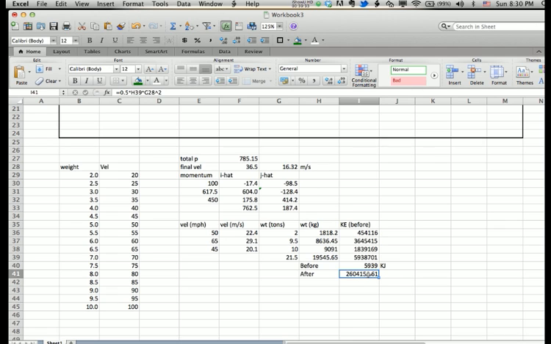Whoops, I need to have that in kilojoules, so I'll take that whole thing, which would be in joules, I'll put that whole thing in parentheses, and then divide it by 1,000. We'll go to the whole number. Rats, I always go the wrong way on that. Kilojoules.